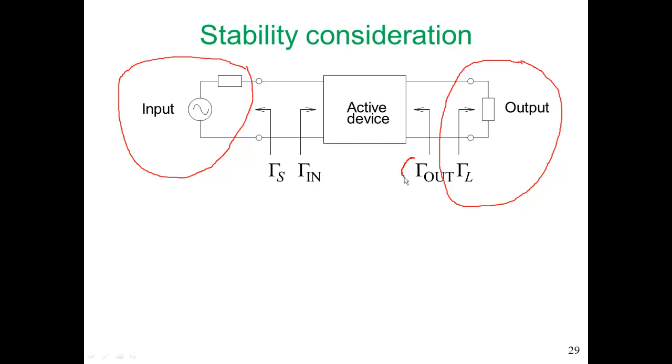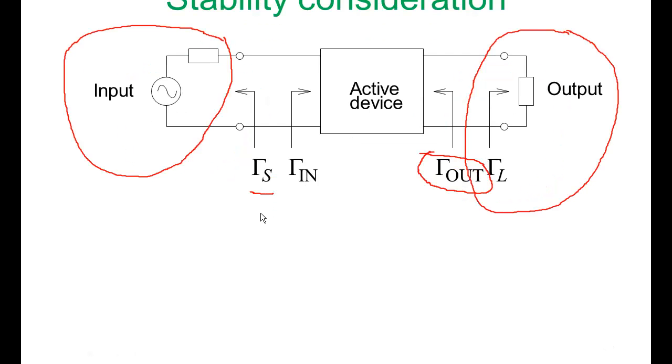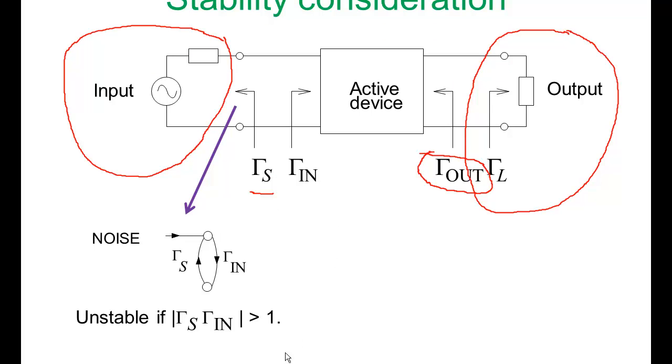So gamma out, looking into the output of the active device, will be determined by the S parameters of the active device itself and the reflection coefficient looking into the input matching network from the active device. So now we need to consider how the amplifier could go unstable. So here is one scenario in which the amplifier could go unstable.